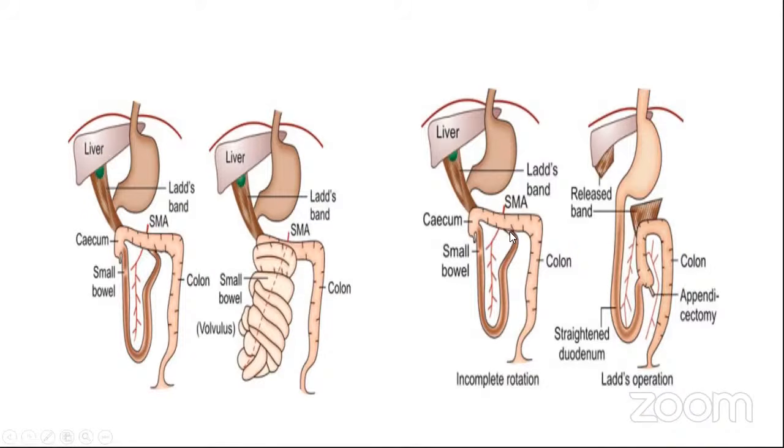Here it is coming from behind, from the transverse colon, coming this side and going this side. We just release this band, we cut this band, we take this cecum to the right RIF side, or to the opposite side. We do appendicectomy and we straighten this loop of duodenum, right?